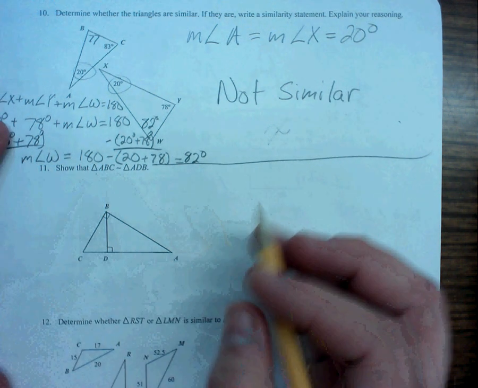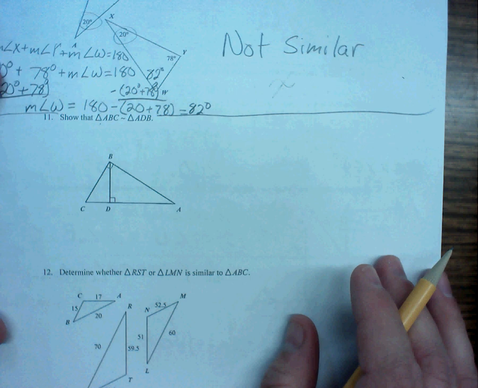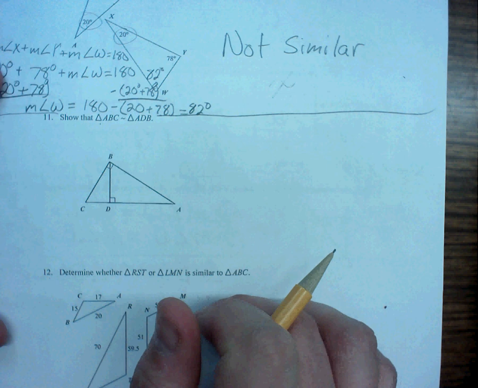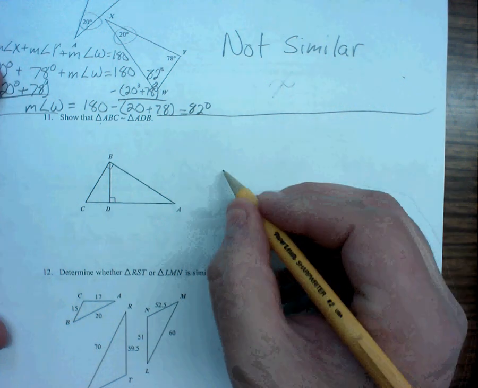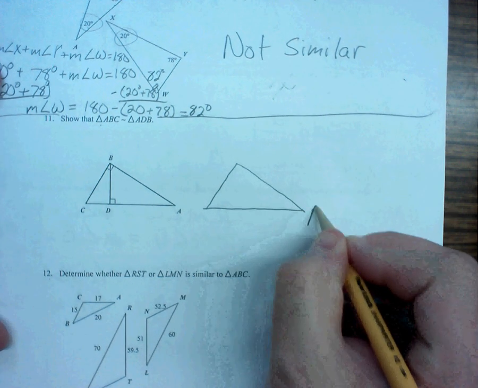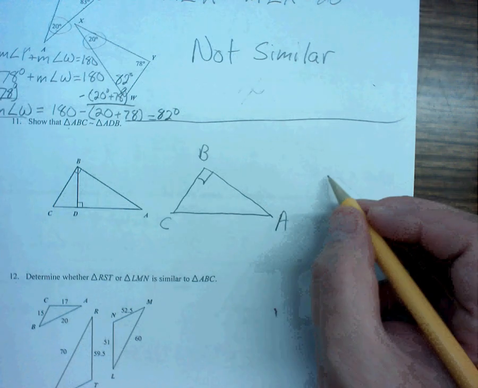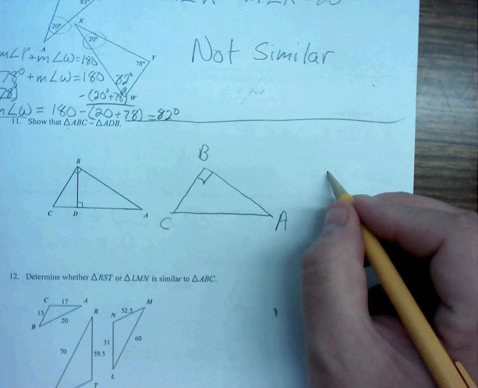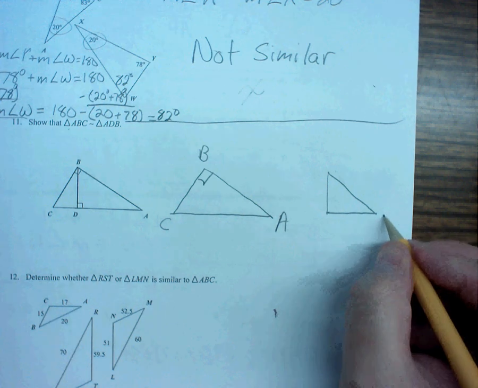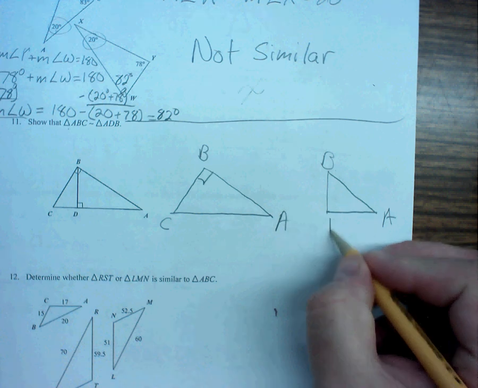So now problem number 11 says show that triangle ABC is similar to ABD. Now when we have a triangle within a triangle, I like to sketch them out separately and then go from there. So ABC looks like this. I have A, I have B, I have C. I know that this is a 90-degree angle. And then it says ABD. So I've got A, B, D, where this is a 90-degree angle.